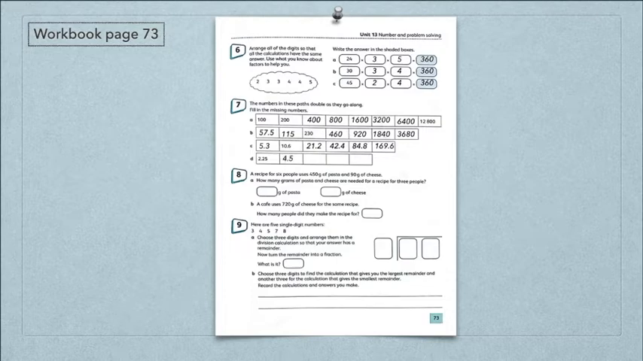Now part D is going to start with 2.25. Double 2 is 4, double 0.25 is 0.50. So it'll give us 4.50 or 4.5, 9, 18, and 36.